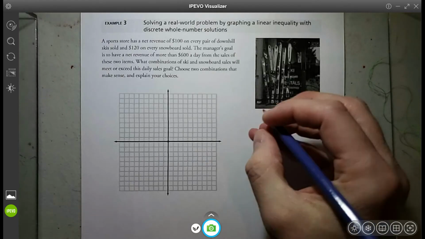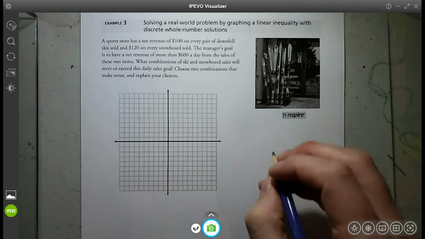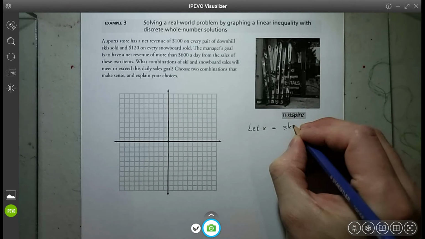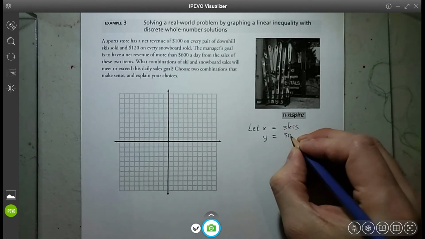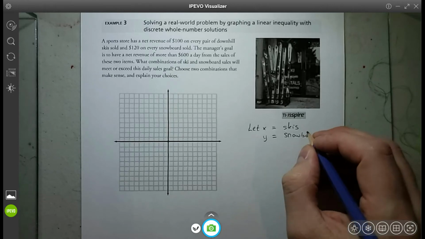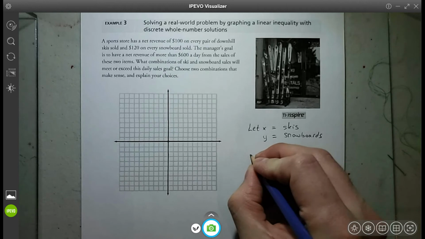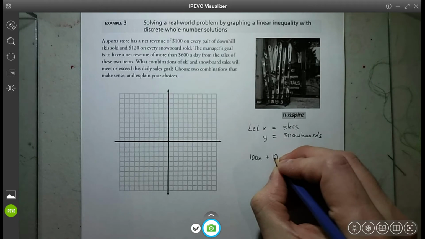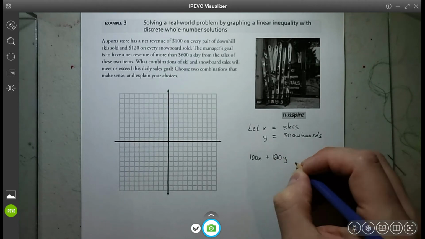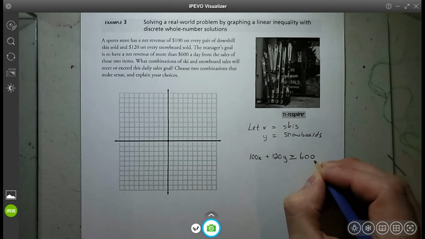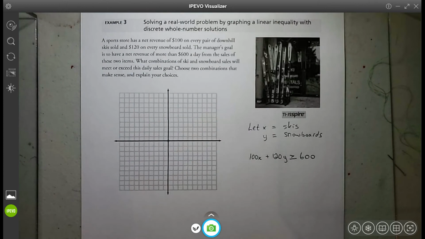All right, so let's declare some variables. Let x equal skis and y equal snowboards. So each set of skis brings in $100, and each snowboard brings in $120, and the goal is to make more than $600 a day. So there we've come up with our linear inequality.